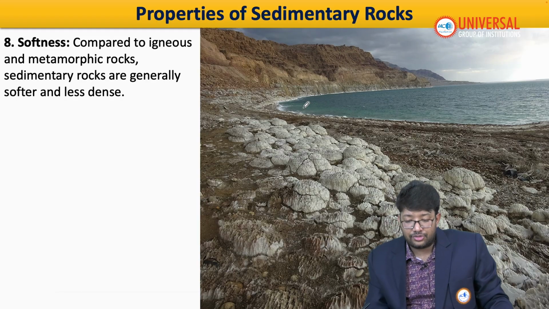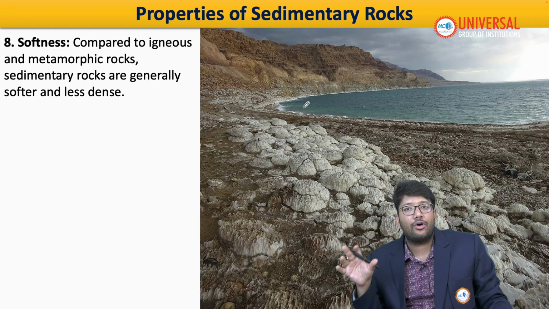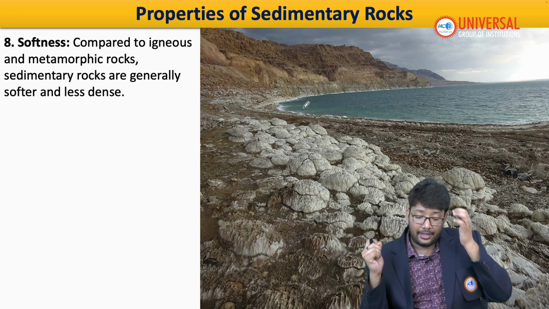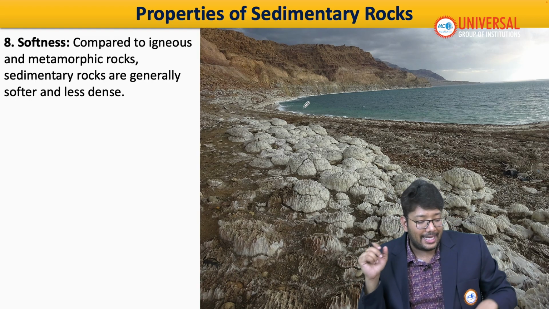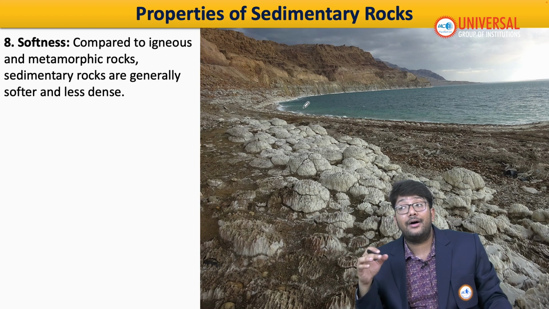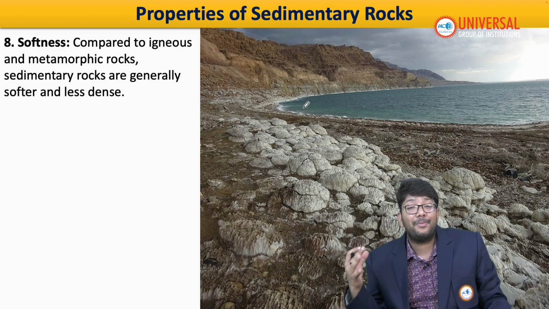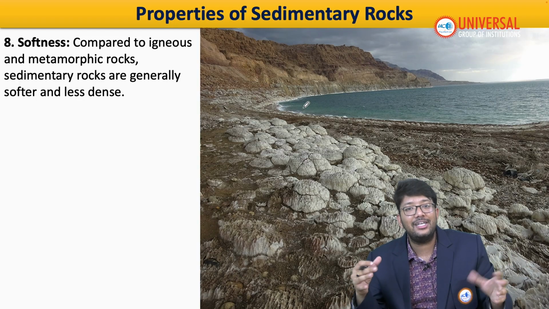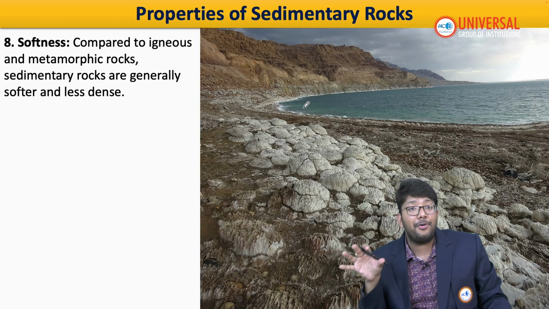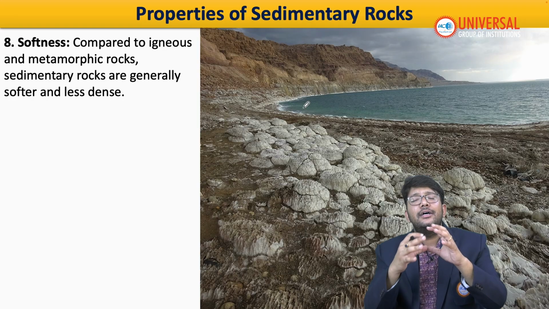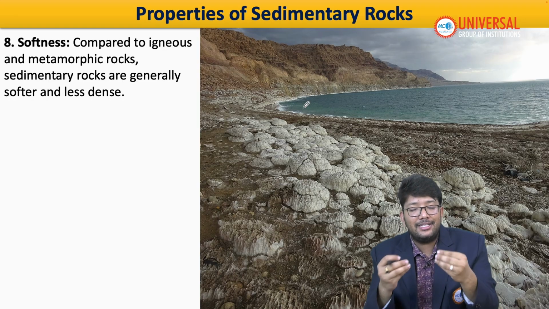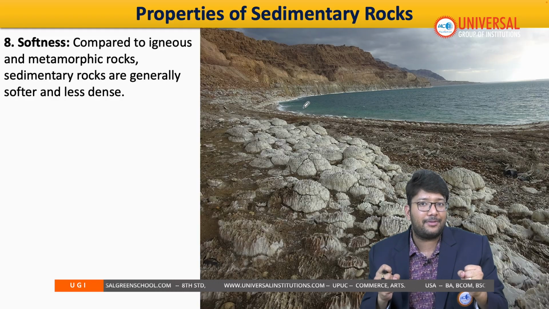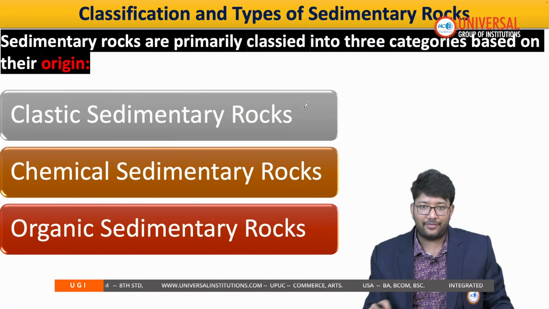Eighth is softness. Generally we find the sedimentary rocks are softer, like gypsum. I told you gypsum is a very soft rock, because they are less dense. Density is very low, and igneous rocks were formed by the solidification of molten magma, lava. But these rocks are formed by the cementation of sediments, debris, small pebbles, boulders. So that strength is not that much. Okay, so you have to remember softness also.